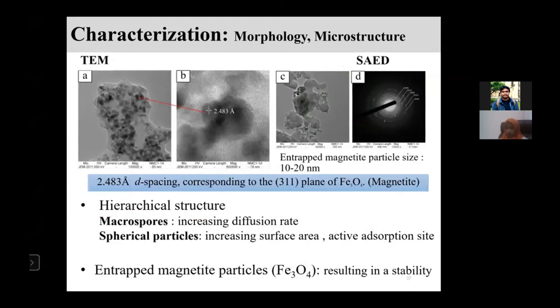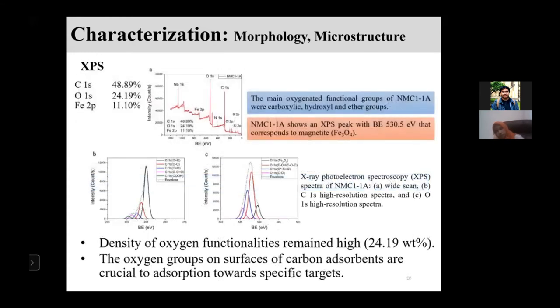For further characterization with TEM and SED, we found that we have magnetic particles of iron oxide, the magnetite, in our carbon sample. We don't talk about the surface area yet. We just talk now about the characterization in some detail, but I'm not going into detail on the surface area yet. I will show you why. We investigate that later.